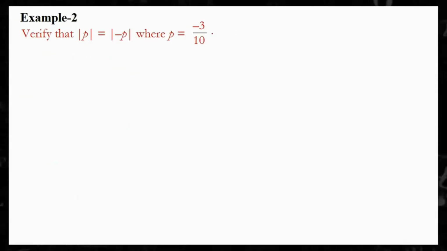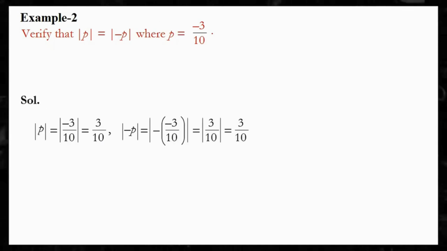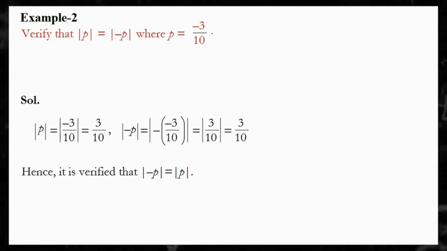Example 2. Verify that |p| is equal to |-p|, where p is equal to -3/10. Solution. |p| is equal to |-3/10|, which is equal to 3/10. |-p| is equal to |3/10|, which is equal to 3/10. Hence, it is verified that |-p| is equal to |p|.